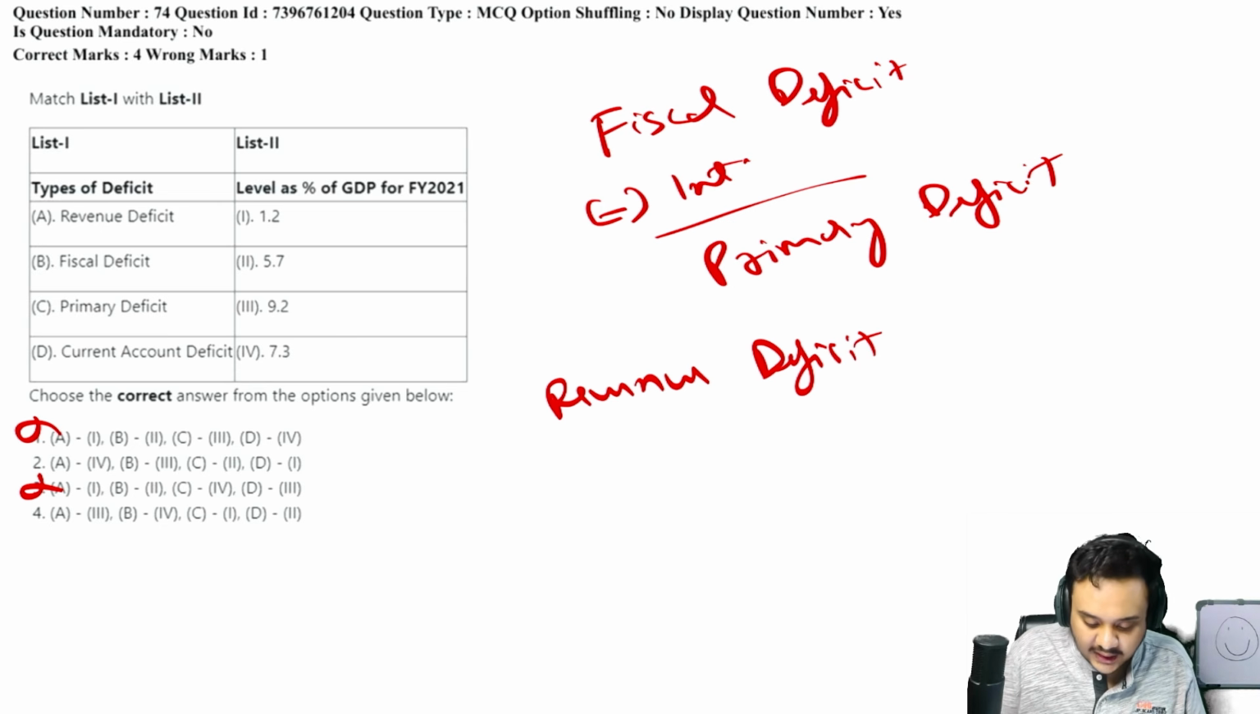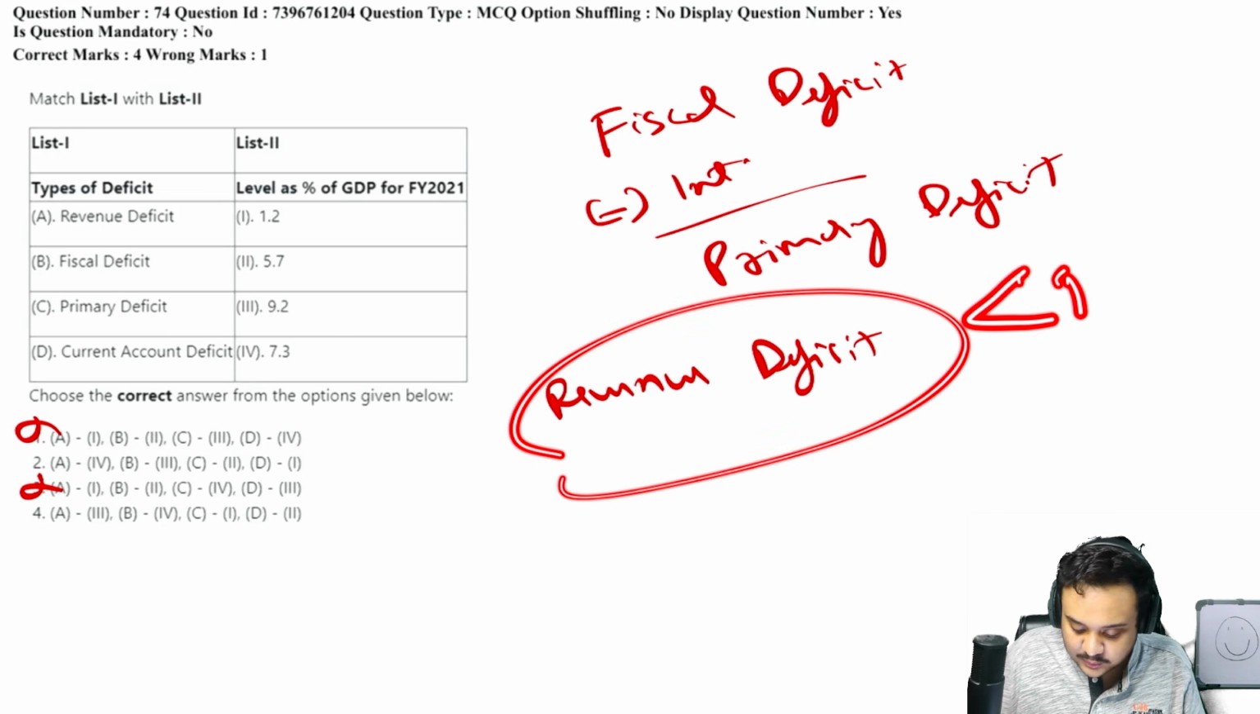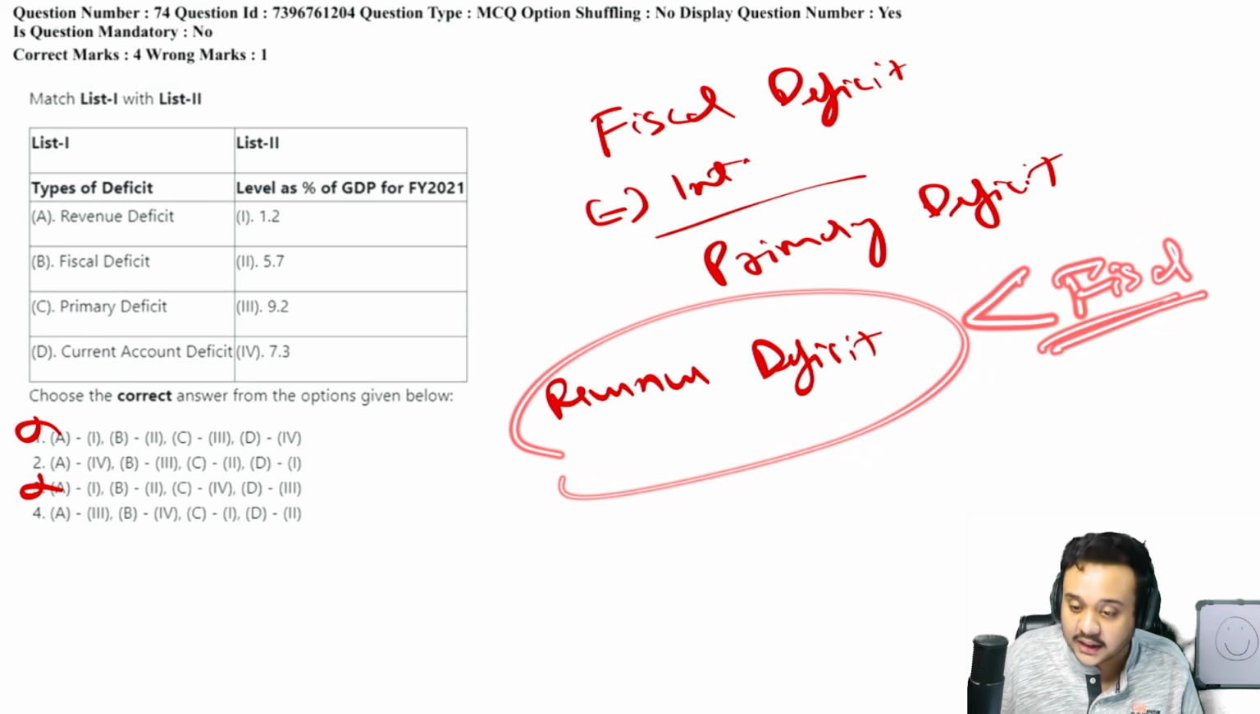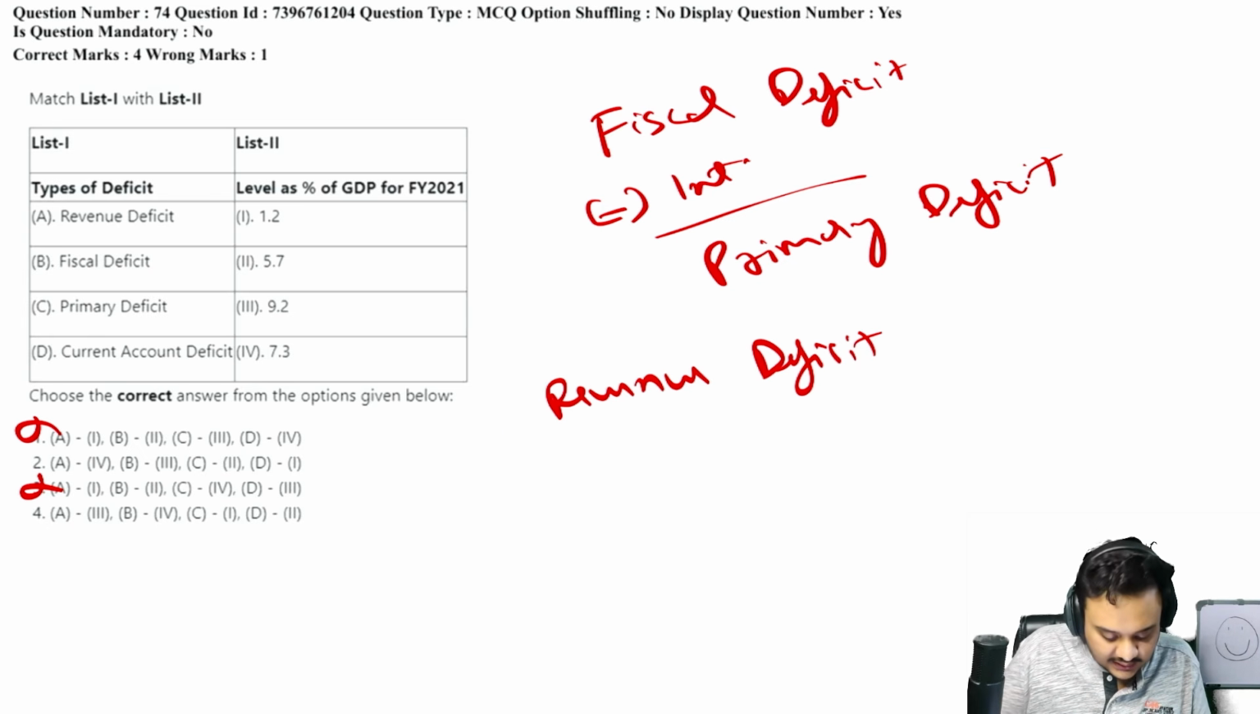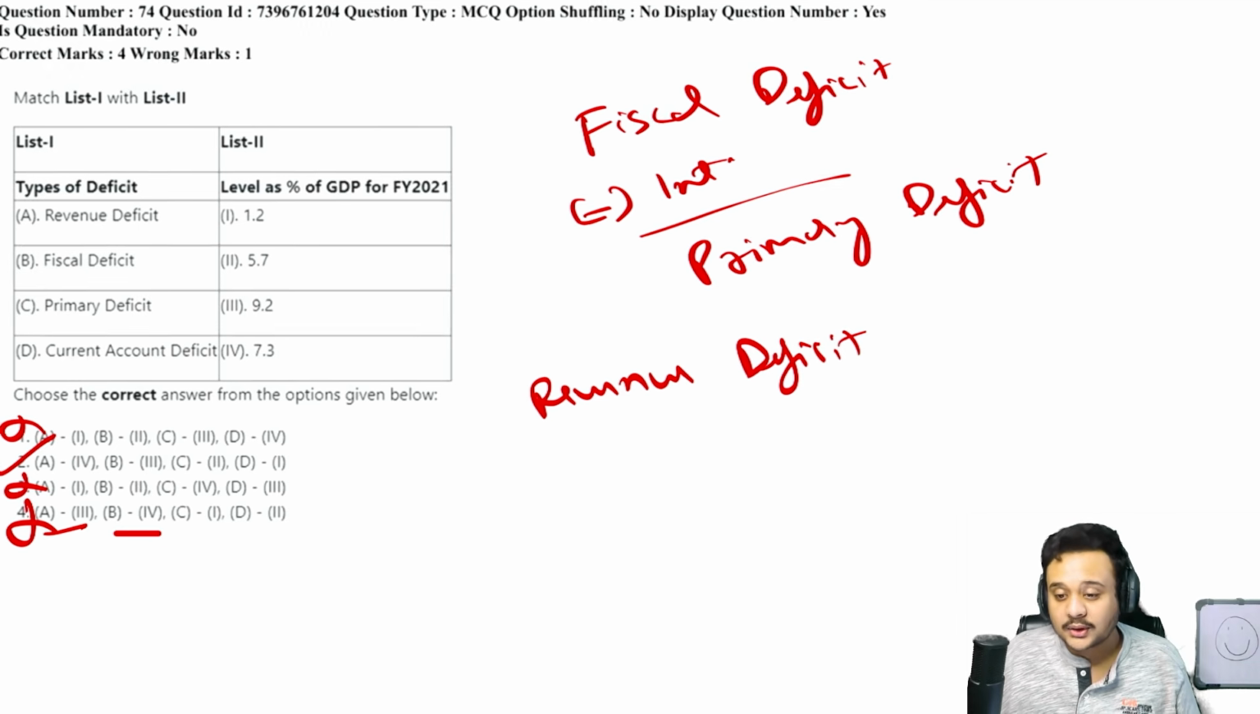That is never the case. So in our case, revenue deficit should be smaller than the fiscal deficit 100%. And this option is saying that your revenue deficit is 9.2 and fiscal is only 7.3. So that is why you can eliminate this as well. Your answer has to be 2.